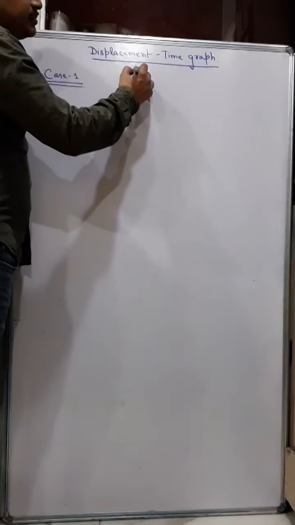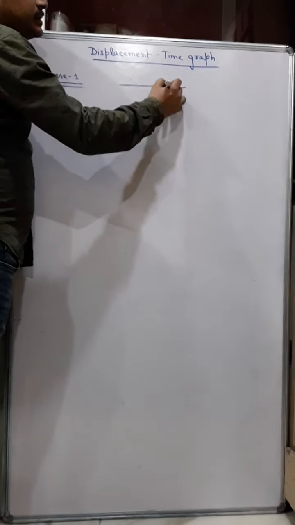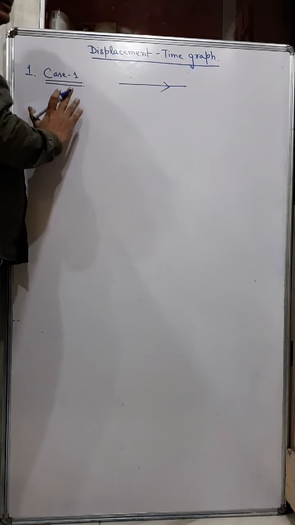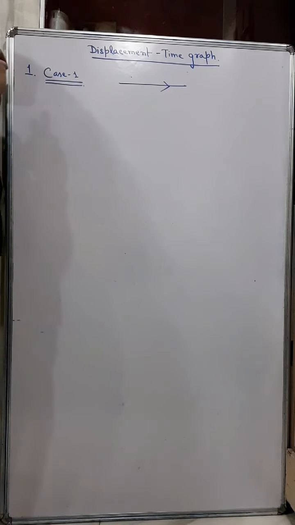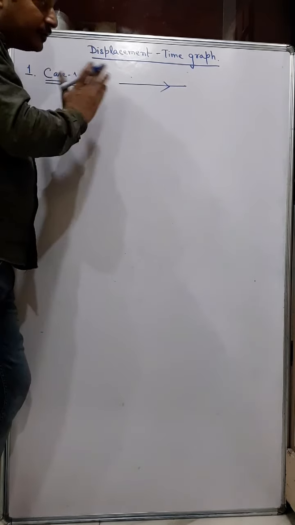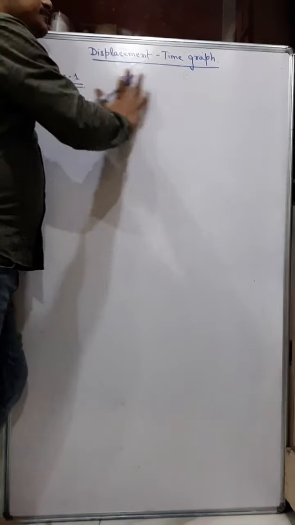Now remember, this is motion in one dimension. Motion in one dimension means the body is moving in a straight line, so there should not be any curved movement. In this case, we are just talking about bodies moving in a straight line, rectilinear motion. So there will not be any curved or circular movement.